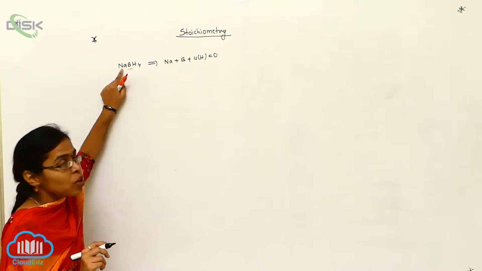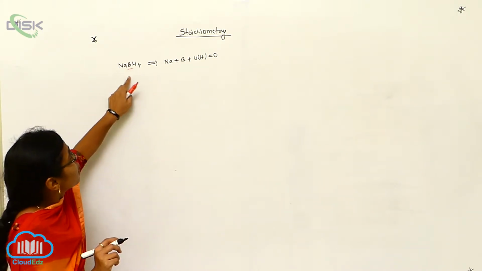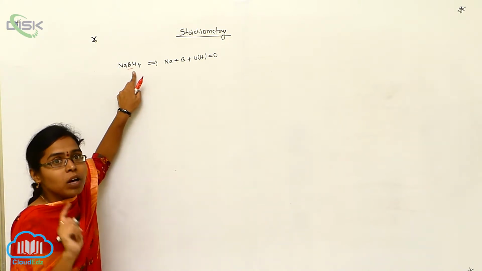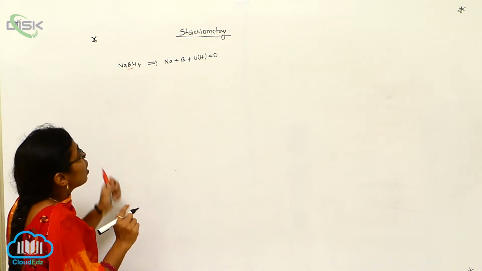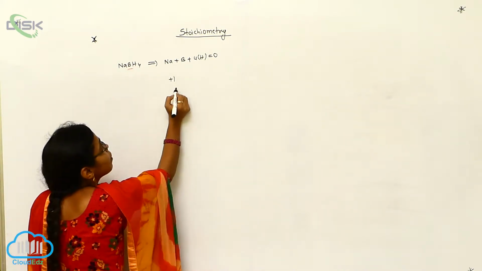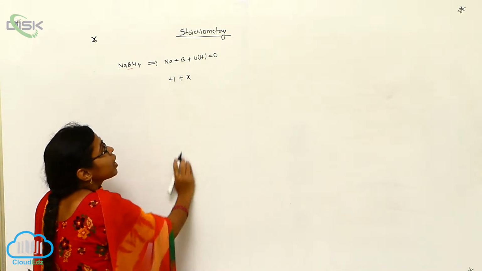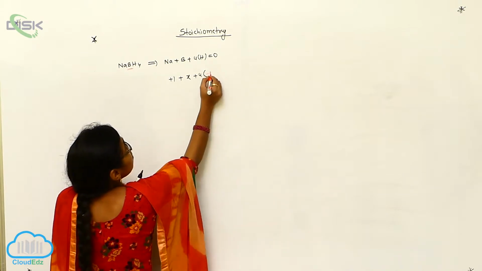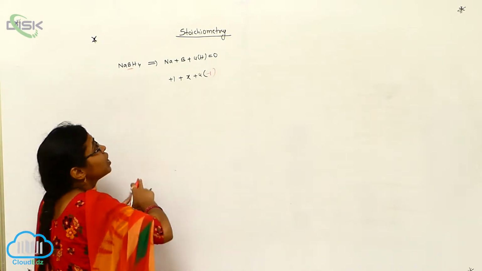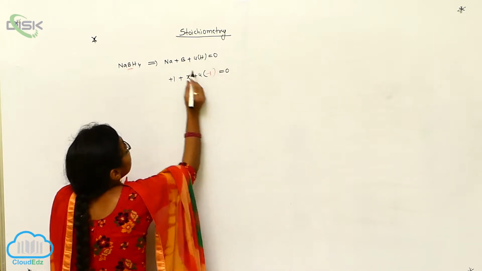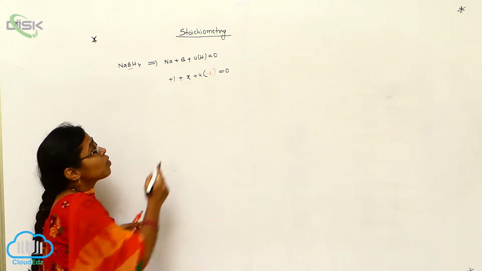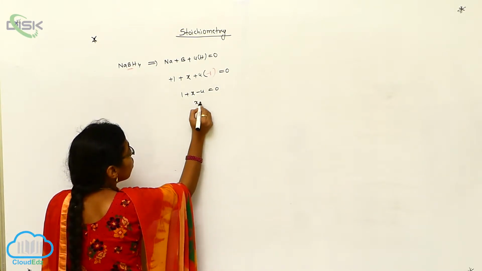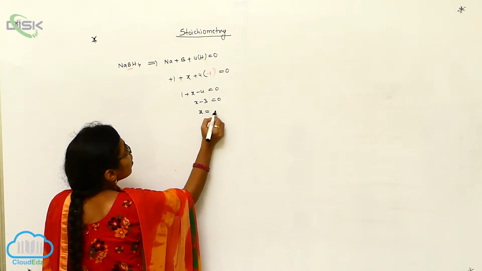Already I gave the information: whenever hydrogen links up with metals, in that situation hydrogen shows the -1 oxidation state. Sodium belongs to the first group, so you can write +1. In the place of boron, you can write X plus 4 into -1 for hydrogen, because the hydrogen is linked up with the two metals. So 1 plus x minus 4 is equal to 0. X minus 3 is equal to 0. So x is equal to how much here?